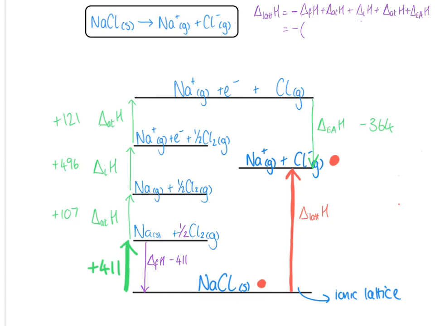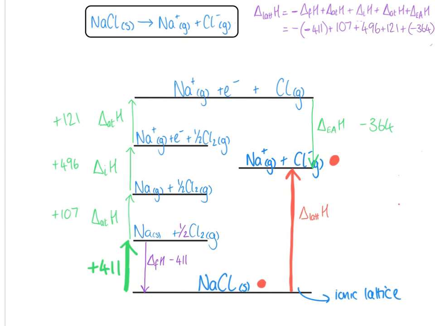You can either change that beforehand, as we've done on the cycle, or you can just plug it into your calculation like this. So it's minus the enthalpy of formation of sodium chloride, which has the value of -411, plus the enthalpy of atomization of sodium, which has the value of +107, plus the first ionization energy of sodium, which is +496, plus the enthalpy of atomization of chlorine, which is +121, plus the electron affinity of chlorine, which is -364.